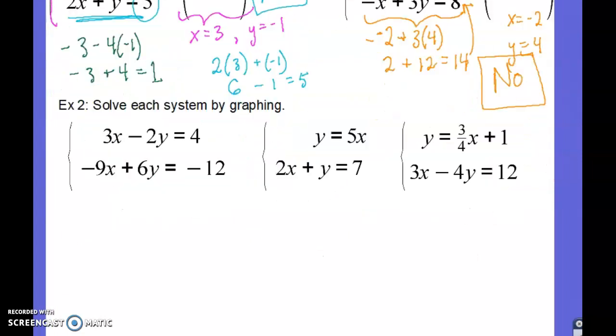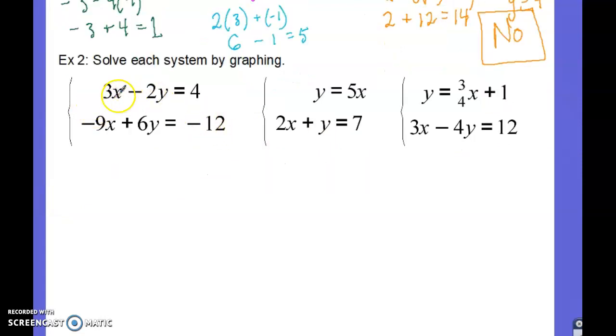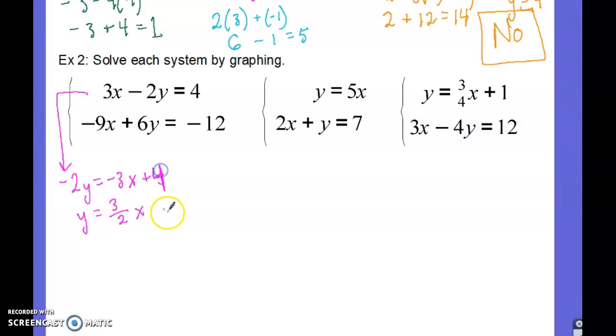As I scroll down to show you example 2, they want you to practice solving by graphing. It's up to you how you want to graph. Most of my students in the past have changed everything into slope-intercept form. So if I rewrote that, negative 2y equals negative 3x plus 4, and divide everything by negative 2, that becomes positive 3 halves x. That's an ugly 4, don't judge me. 4 divided by negative 2 is negative 2.